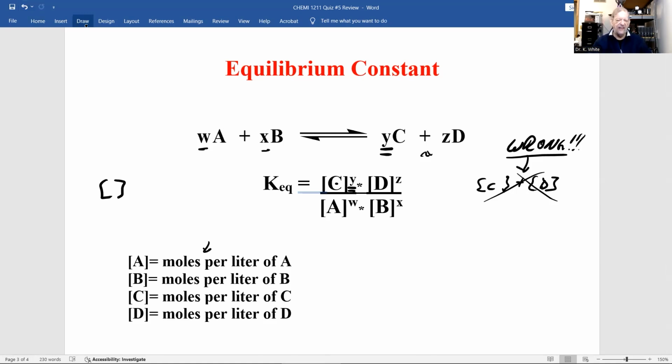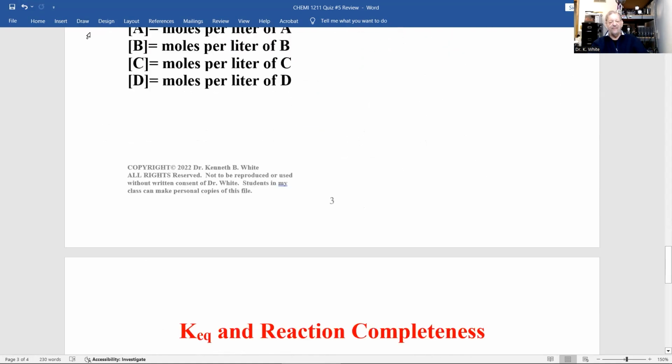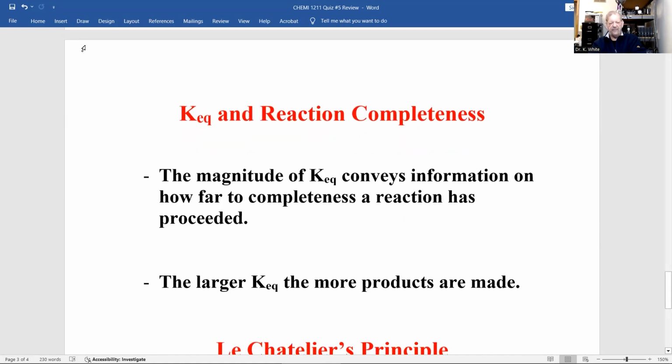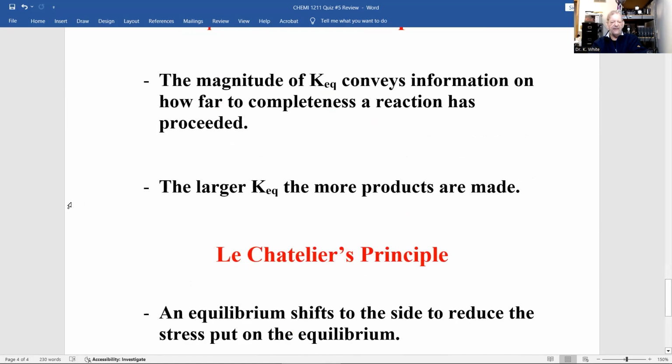And that's how you get the equilibrium constant. And at a certain temperature, for any equilibrium, which has the forward and the reverse rates the same, that number is always the same, which is why it's called a constant. Now, certain things you should know about the equilibrium constant and the completeness, which side, products or reactants, do you get? The larger K equilibrium is, the more products made.